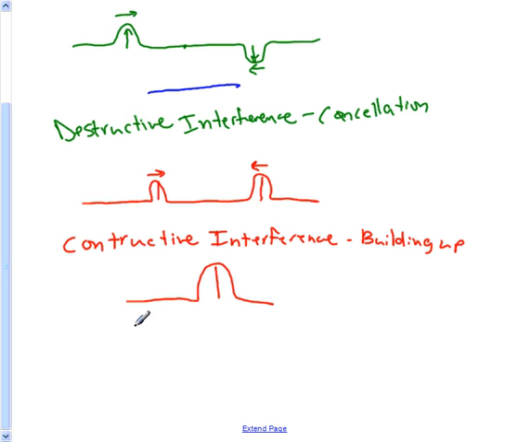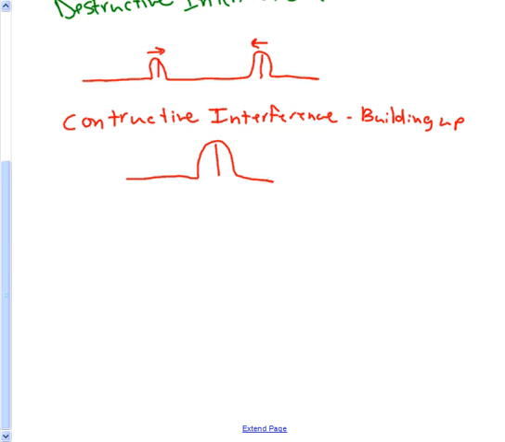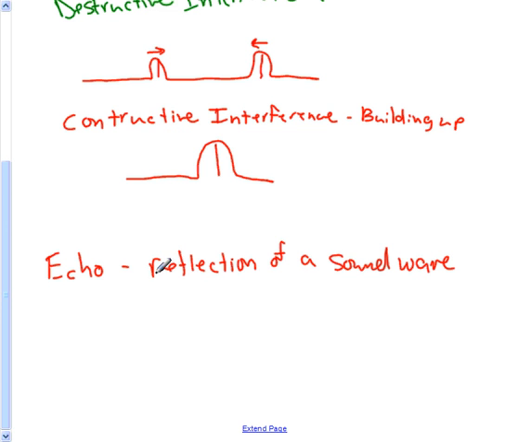A couple other ones that I just need to mention. These are fairly simple, but I want to make sure that everyone has my definition for them. Echo is simply a reflection of a sound wave. And I'm sure you guys can figure that out. A sound wave goes out and bounces off something, comes back sometime later, and that is your echo. Pitch is just simply another word for frequency. All right, that is it. Pitch is another word for frequency.